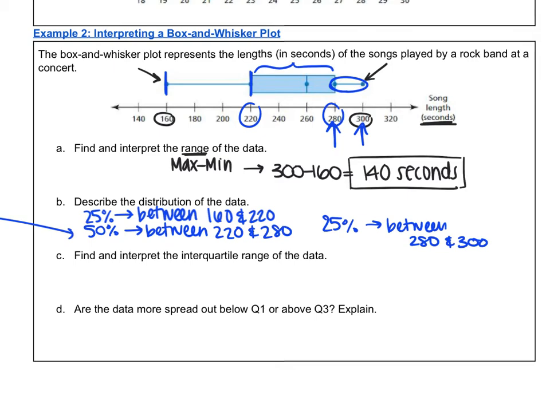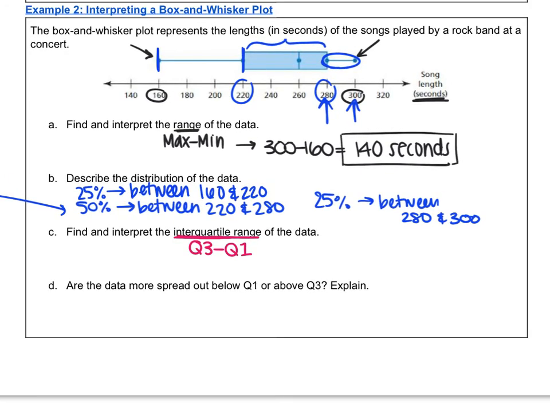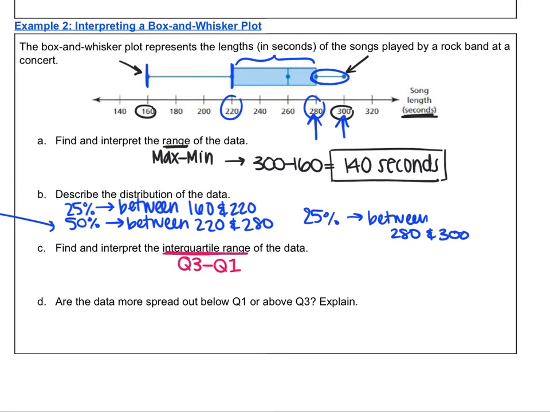The next question asks us to find and interpret the interquartile range of the data. Let's talk about what the interquartile range is. So the range we already talked about and actually found in part A is the max minus the min. The interquartile range is found by taking Q3 minus Q1. So Q3 is the right end of our box right here, so 280. Q1 is the other end of our box in the box and whisker plot, so 220. I'll subtract those two to find my interquartile range, which is 60.